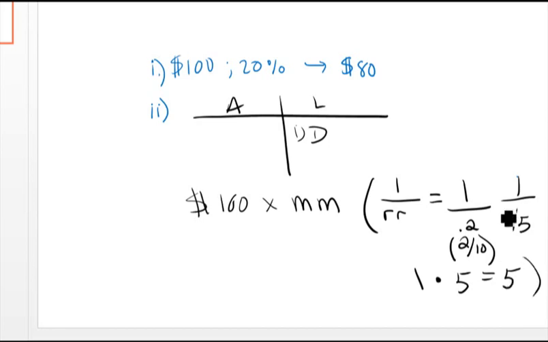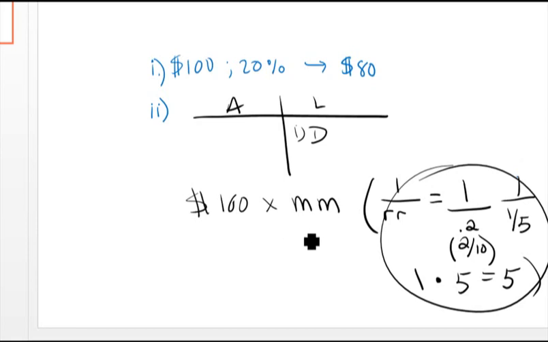Now, some of you might have found this step too easy, and you clearly knew right away that 1 over 20% is 5. But some people may not know that, so I wanted to make sure I walk through that step. So now we're going to take this $100 and multiply it by 5. So the answer to part 2 is $500.